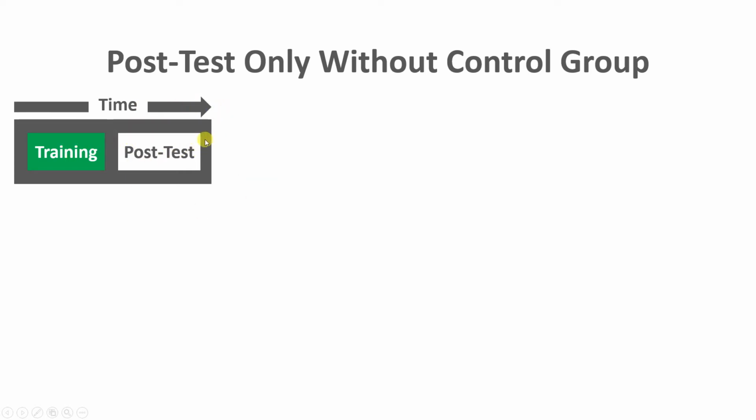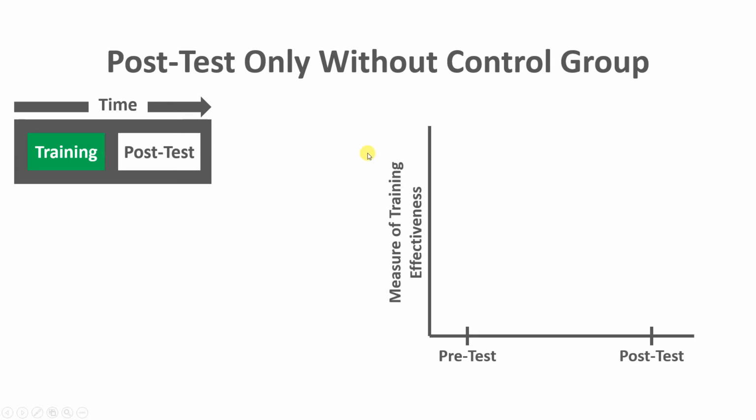And so what happens during the post-test? That's where whatever measures of training effectiveness you've selected, you give them to the trainees after they've completed the training program. So we can also think about this a different way. We can look at this visually.